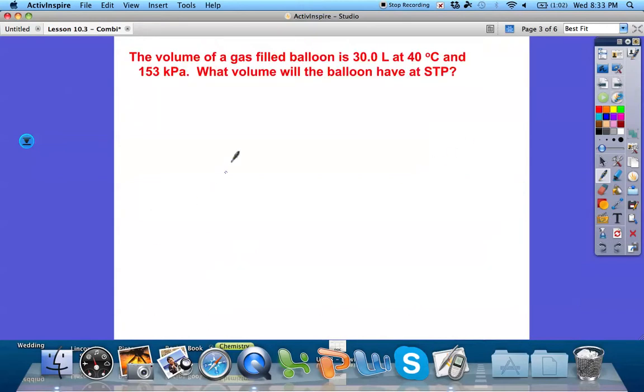Our first example problem says the volume of a gas-filled balloon is 30 liters at 40 degrees Celsius and 153 kilopascals. We want to determine what the volume of the balloon will be at STP. STP is standard temperature and pressure, and that temperature is 0 degrees Celsius or 273 Kelvin.